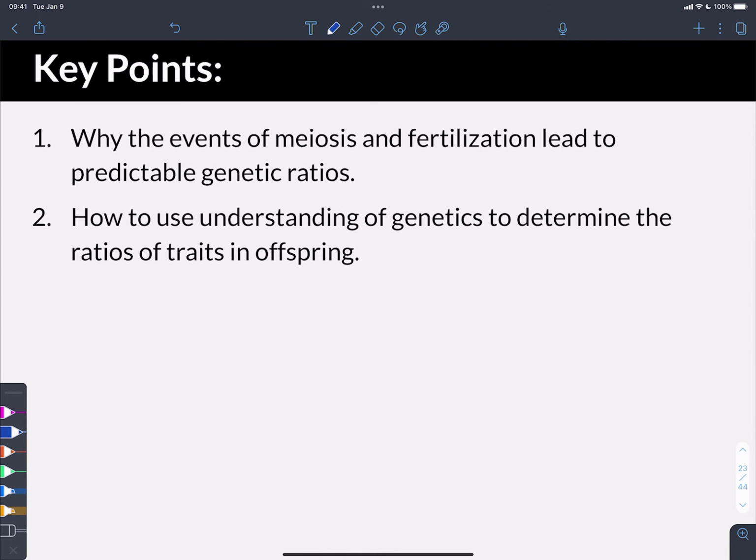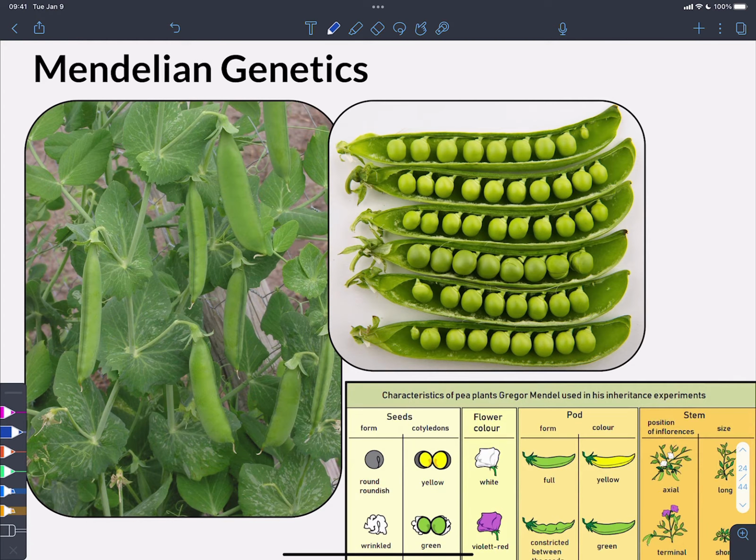The key points in this video are why the events of meiosis and fertilization lead to predictable genetic ratios, and how we can use the understanding of genetics to determine the ratios of traits in offspring. When we talk about basic genetics, what we're really talking about is Mendelian genetics.